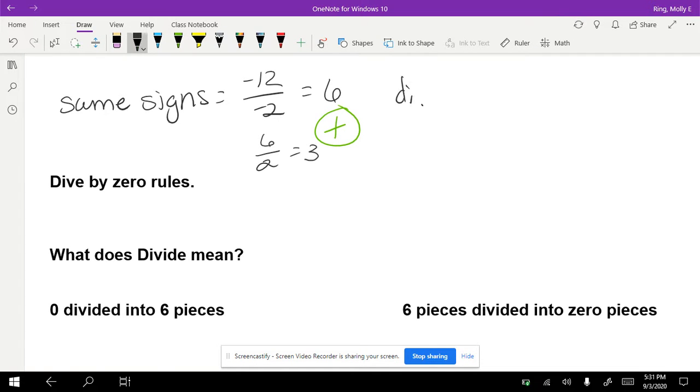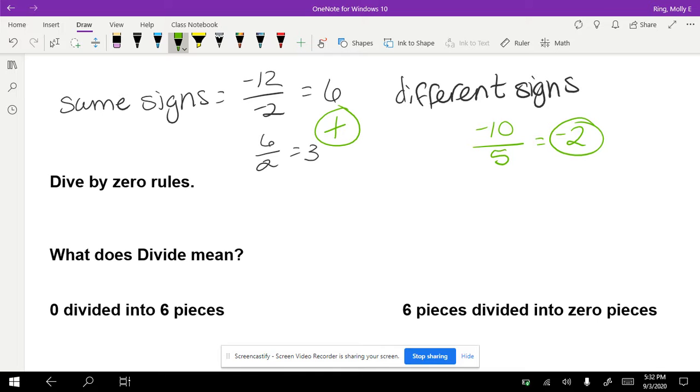If you are dividing with different signs, a negative 10 divided by 5, that would result in a negative 2. Or a 12 divided by a negative 3 would result in a negative 4.